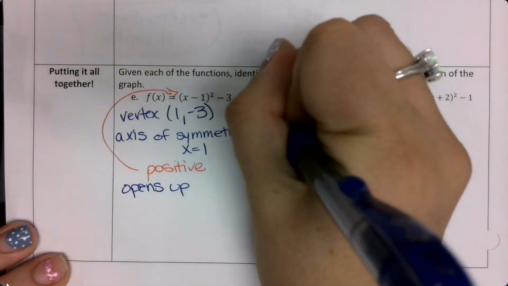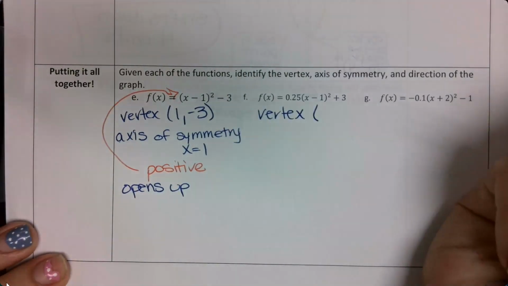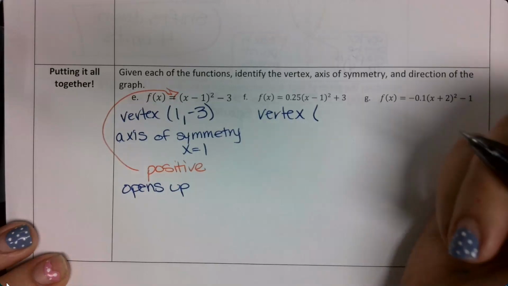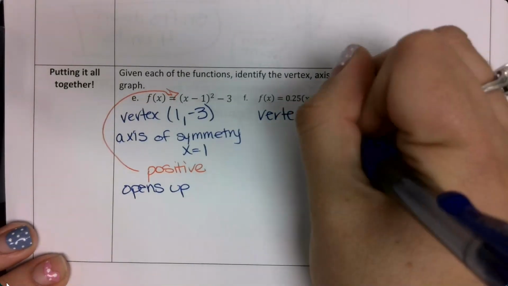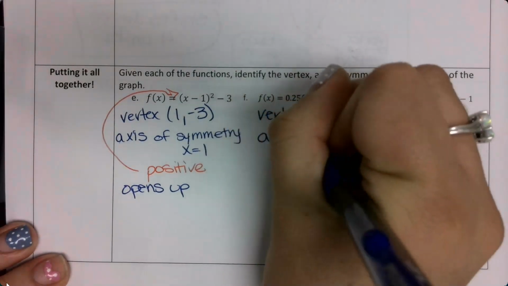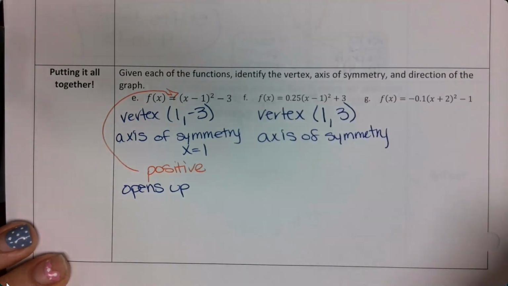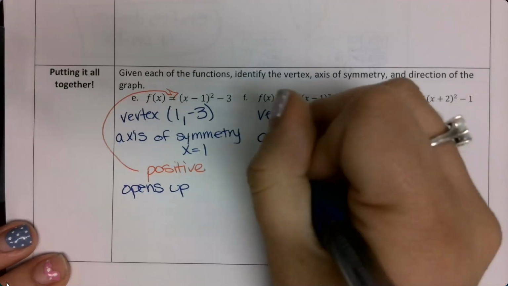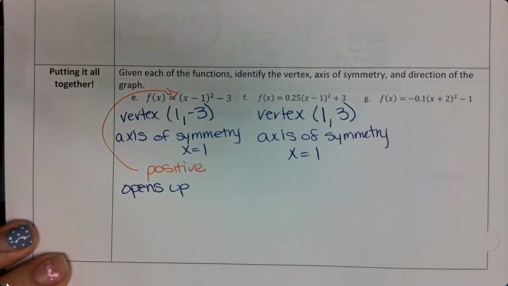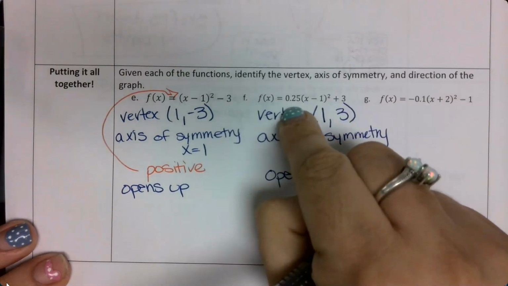So on F, what's my vertex? My axis of symmetry? No. 1. My axis of symmetry is always the x value of my equation. My vertex. And then is this going to open up or down? And that's because 0.25 is a positive number.